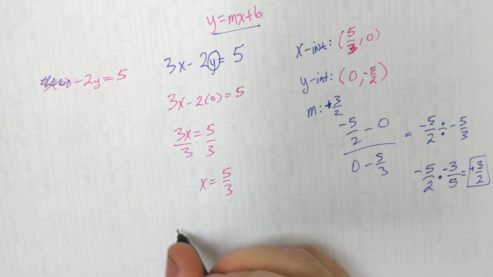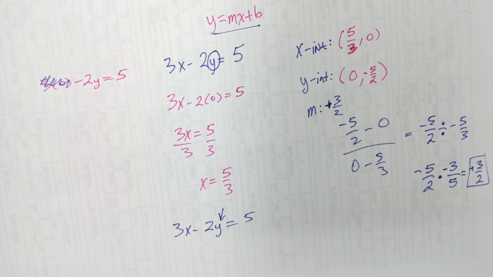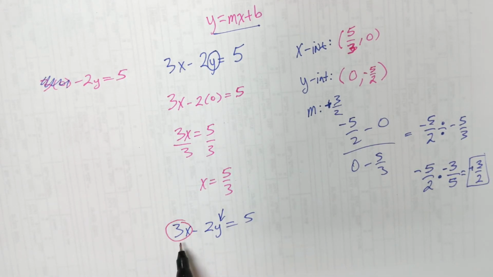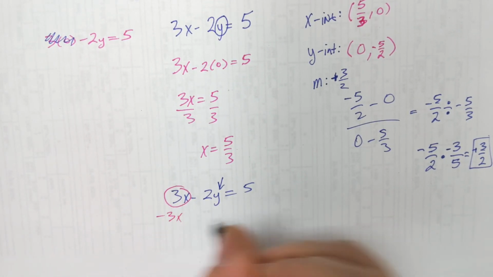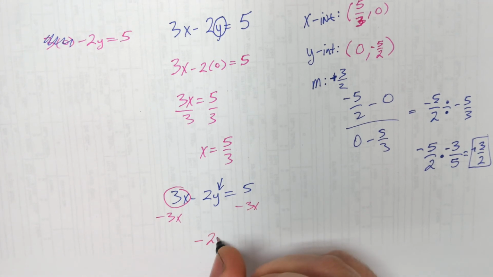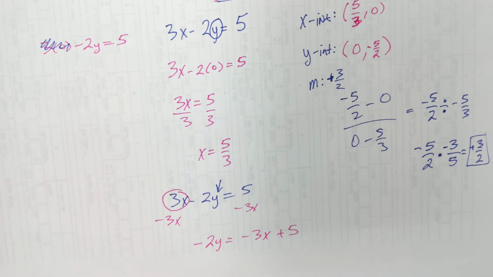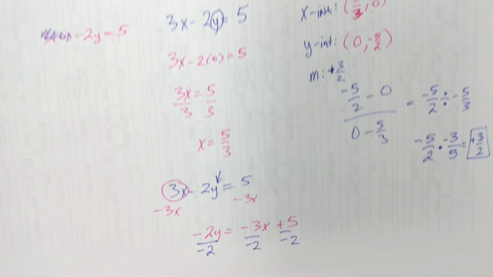So watch. If we wanted to solve this for y, we just use inverse operations. We have to get rid of this first. So I need that on the other side. It's a plus 3x, right? Opposite of plus is minus. So we're left with minus 2y equals negative 3x plus 5. Good so far? Then to get rid of the 2, we just divide both sides by negative 2, but we have to divide everything.